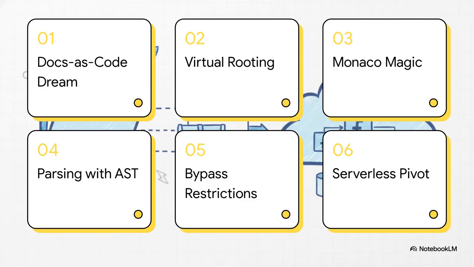So here is our quick roadmap for today. We'll be covering Section 1, the Docs as code dream, Section 2, virtual routing, 3, Monaco magic, 4, parsing with AST, 5, bypassing restrictions with swaps, and finally, 6, the serverless pivot. Let's jump right in.